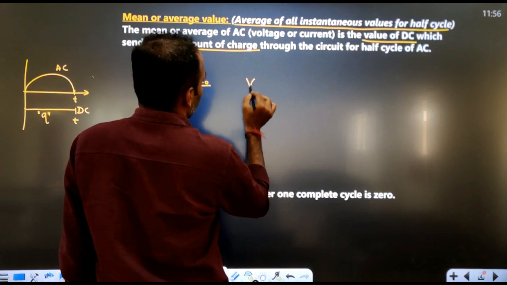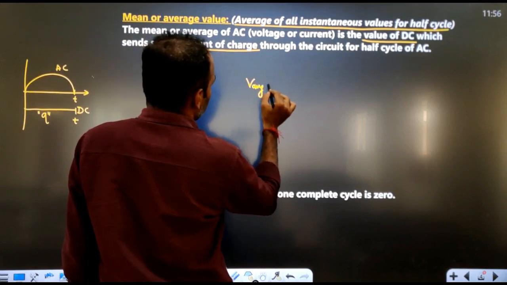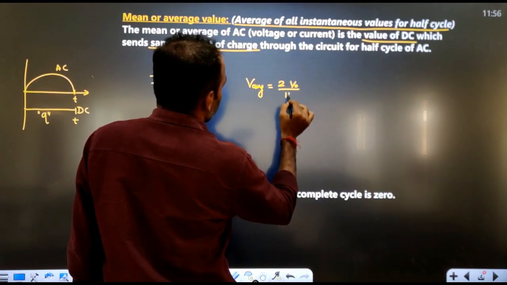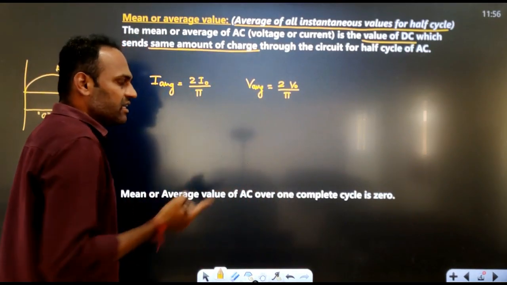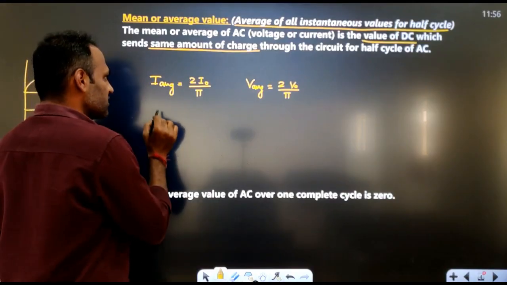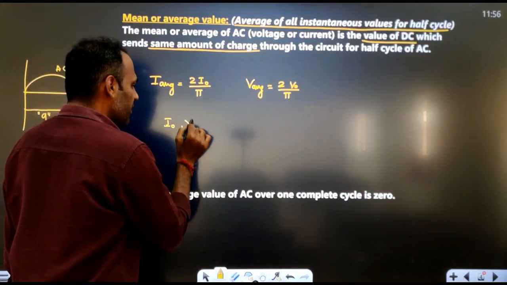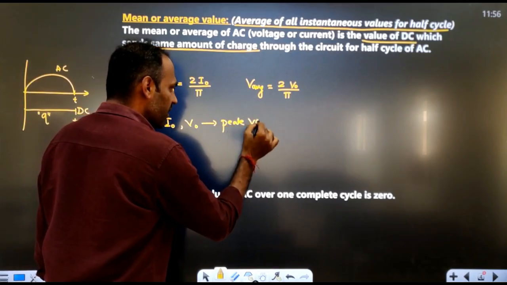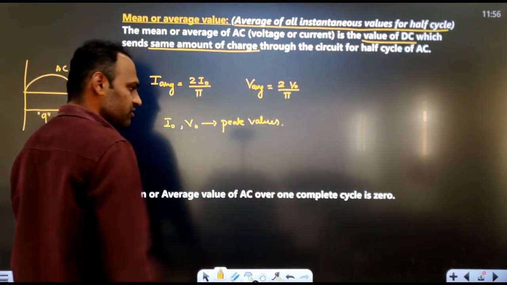In the same way, you can write it for voltage. Voltage is equal to 2 V naught by pi, right? So you can take V or you can take E. In both these cases, I naught and V naught are peak values. I naught and V naught are called peak values. These are called peak values.